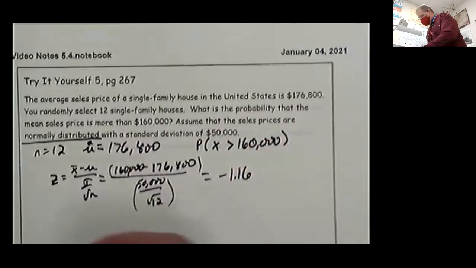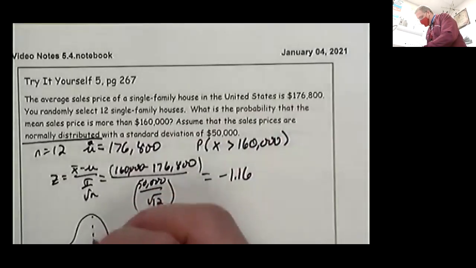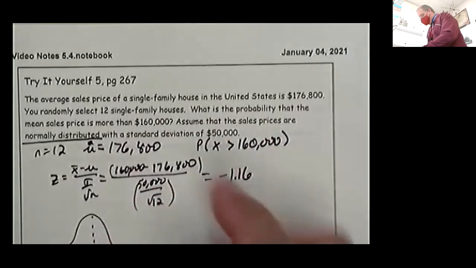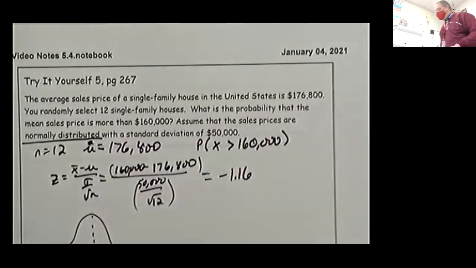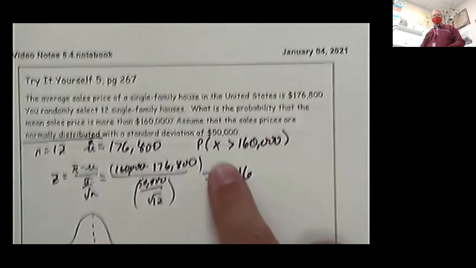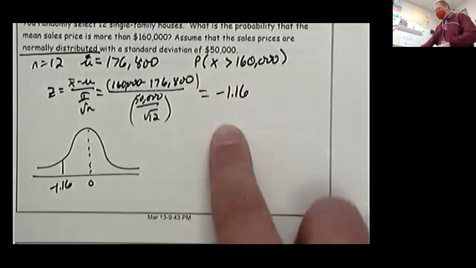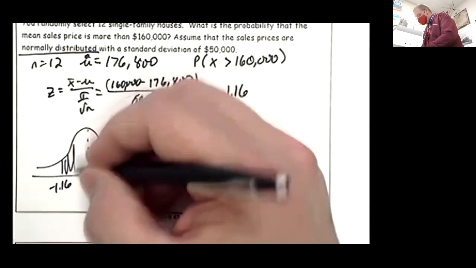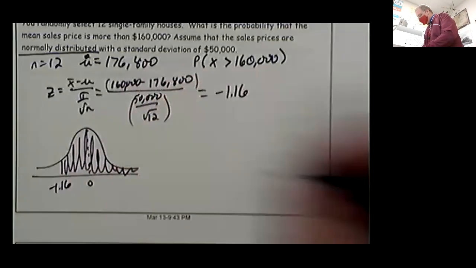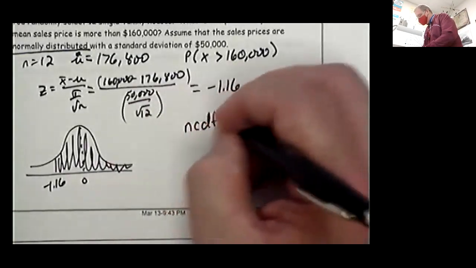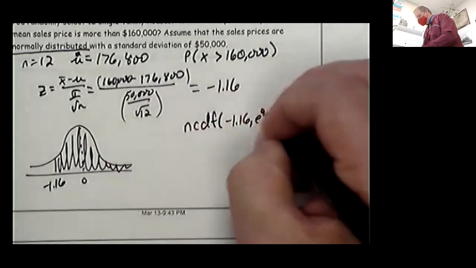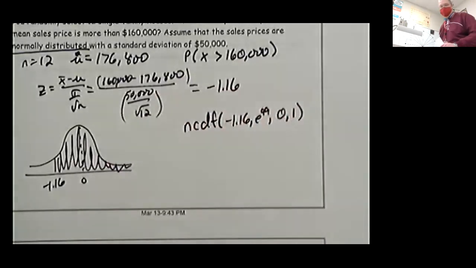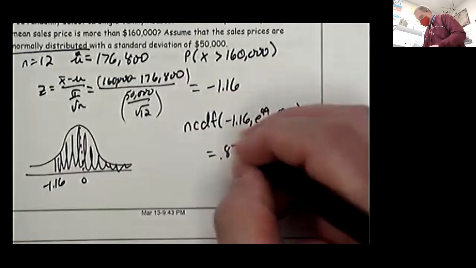All right, so let's look at our standard normal curve. Mean is 0. Negative 1.16 is left of the point of inflection. We want the area where X is greater than our Z-score of negative 1.16, so we're going to the right. So now we're looking at normal cumulative distribution function. Our left bound is negative 1.16. Our right bound is e to the 99. 0 and 1 is our mean and standard deviation. When you plug that into your calculator, you should get 0.8770.